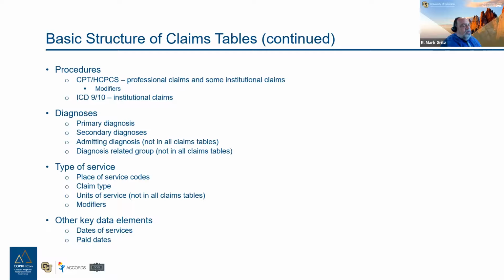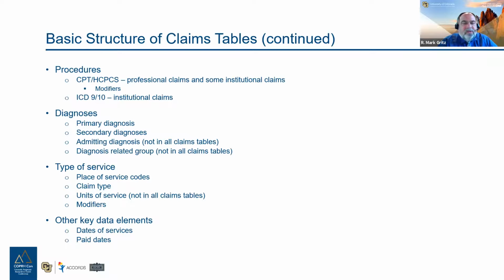Line items, which are the line files, have procedures in them, and those procedures are reported using current procedural terminology or healthcare common procedure coding systems, or HCPCS codes, that are used on professional claims and institutional claims. Now, one of the key things to keep in mind when you're using claims data is that procedures have modifiers to them that help identify specific services or types of services.